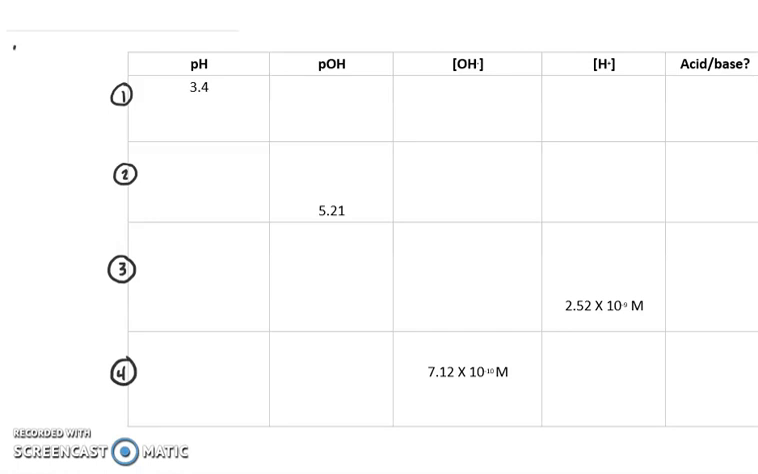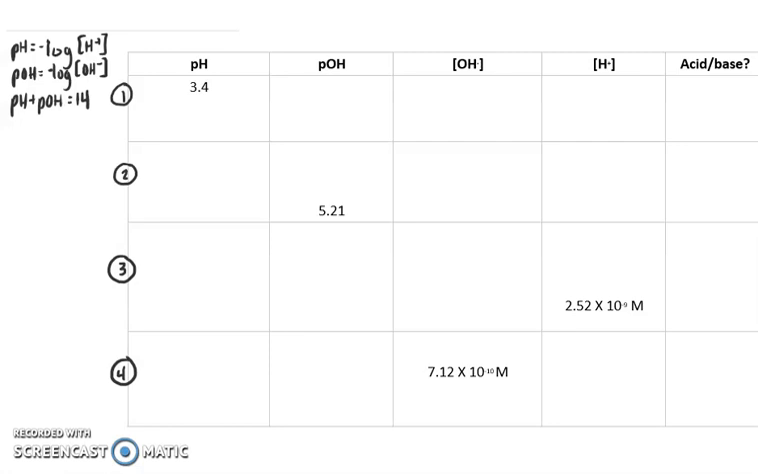And I'm just going to write a quick reminder of what our formulas are. So pH is the negative log of the concentration of H plus. pOH is the negative log of the concentration of OH minus, and pH plus pOH equals 14. Okay, so let's take a look at problem number 1.